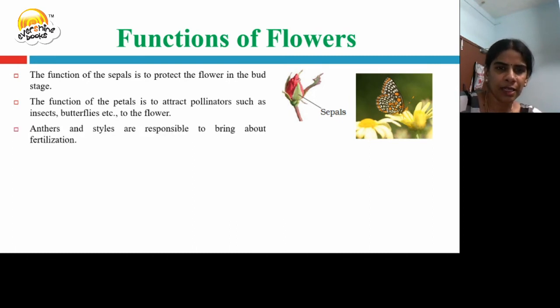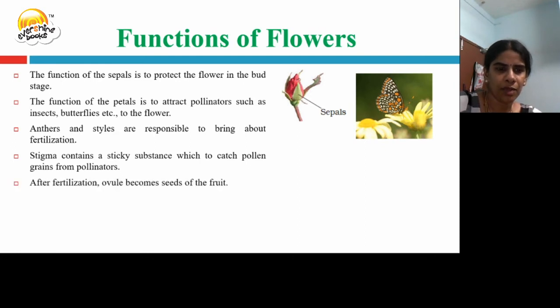Anthers and styles are responsible for bringing about fertilization. Stigma contains a sticky substance which helps to catch pollen grains from pollinators. After fertilization, the ovule becomes the seed of the fruit.